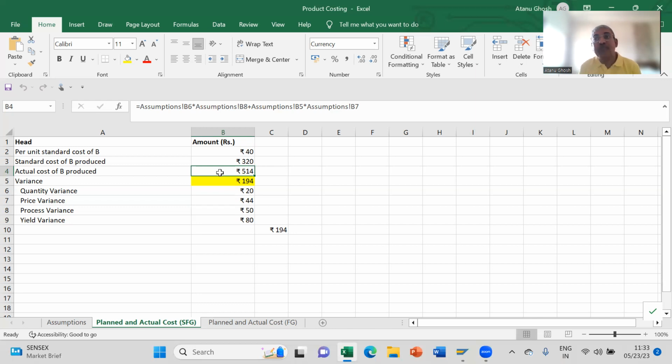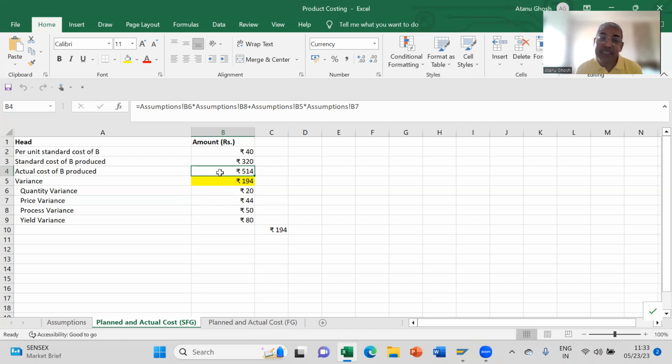This is where this method of actual costing for valuation of inventory does not give a fair picture of the company's state of affairs. And that's why recent accounting standards recommend that inventory of semi-finished and finished goods are valued at standard, not at actual. And they recommend companies to go for standard costing.